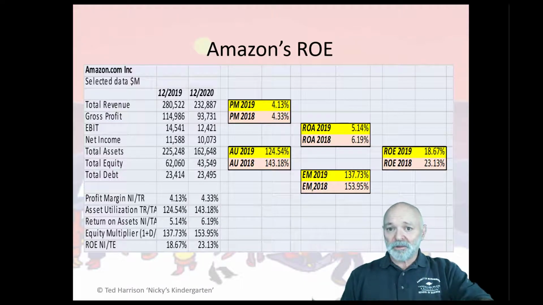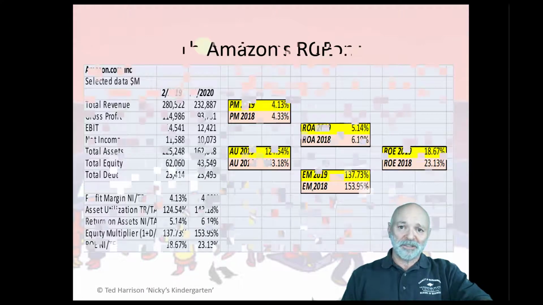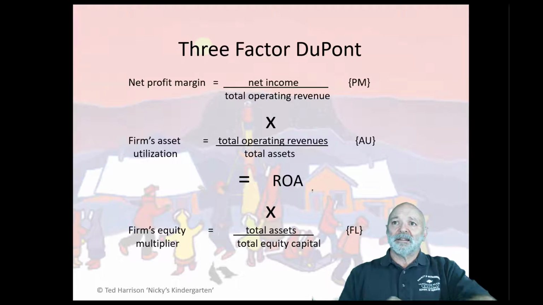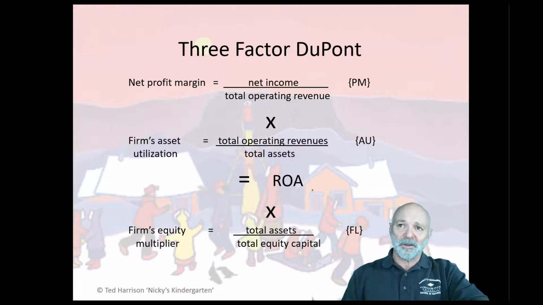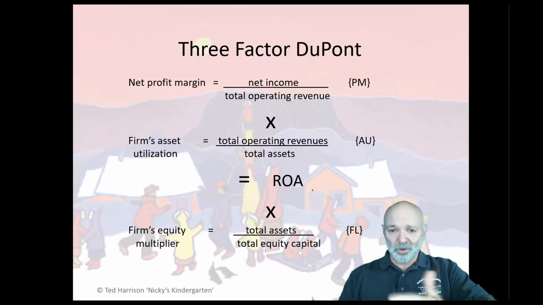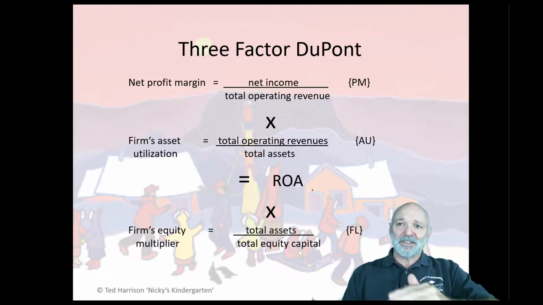Now, this part is basically a three-factor DuPont analysis. And taking a look at the equations, basically from the textbook, we have three factors: profit margin, asset utilization, and equity multiplier. And the simple calculation, net income divided by sales, or total operating revenue, and asset utilization, sales divided by total assets. That's ROA. We multiply that by assets over equity, and that gives us our ROE.